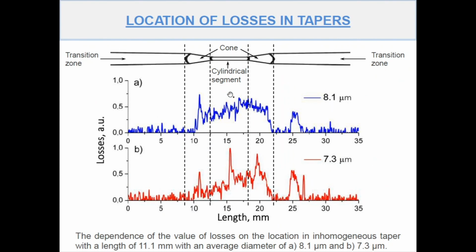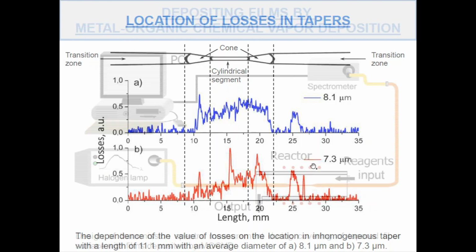To determine more accurately the sources of loss, we specially prepared a taper with a 2 micrometer inhomogeneity of the diameter of its cylindrical part at its average value of 8.1 micrometers, and after additional etching at 7.3 micrometers. From comparison of the schematic image of the tapered part of an optical fiber and the dependence of the value of losses on the length of fiber, the main location of losses is visible. These are cones and defects on the cylindrical and transition parts of the taper.